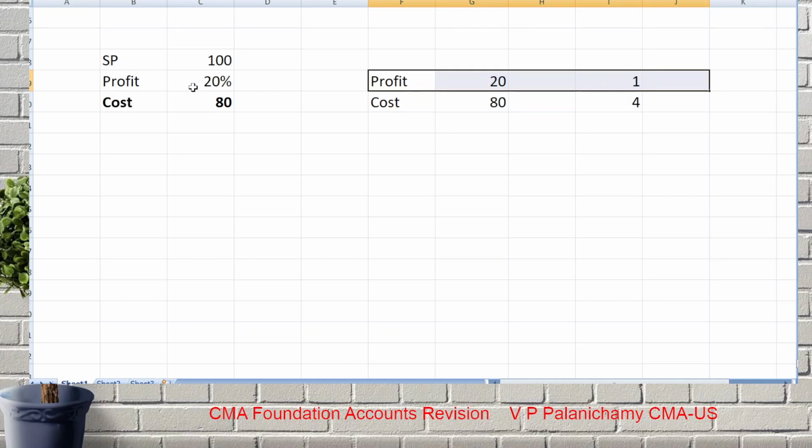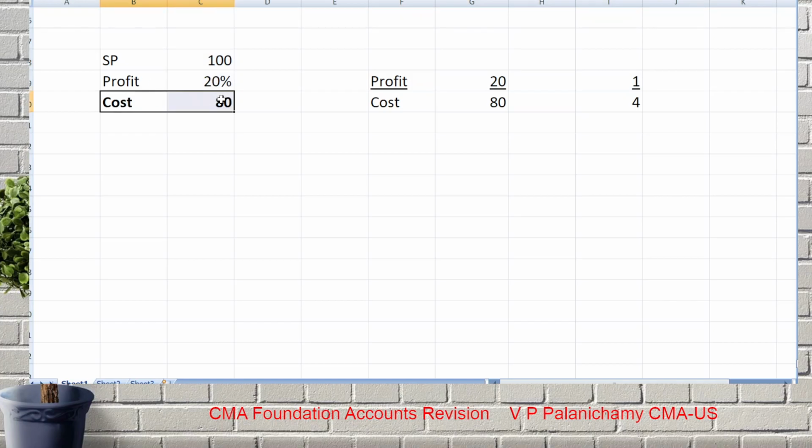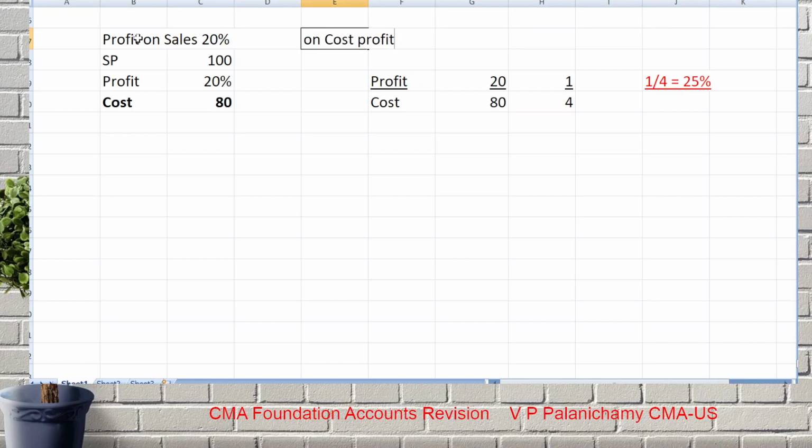Once again, repeat, pay attention. Selling price 100, profit is 20. Now cost will be 80. So profit is 20 when cost is 80. Now what is the profit margin on cost? 1/4 on cost. 1/4 can be written as what percentage? 25%. Profit on sales 20%. Now on cost profit will be 25%.